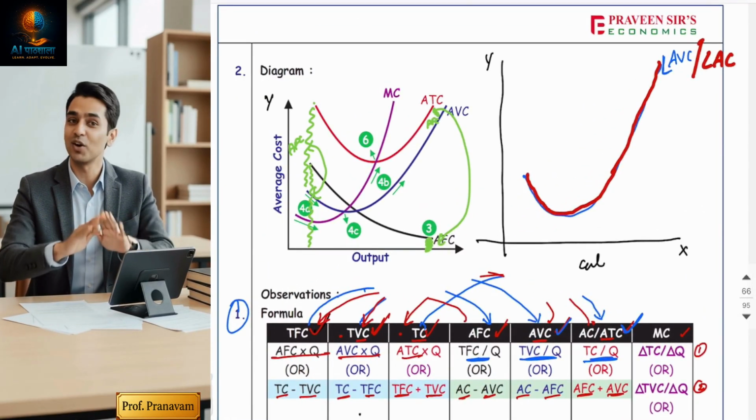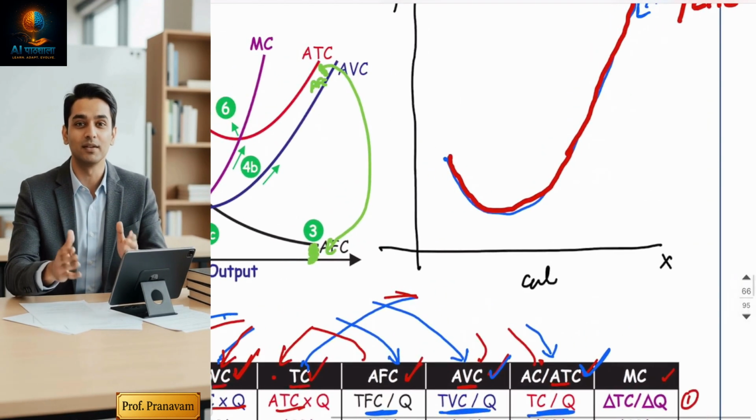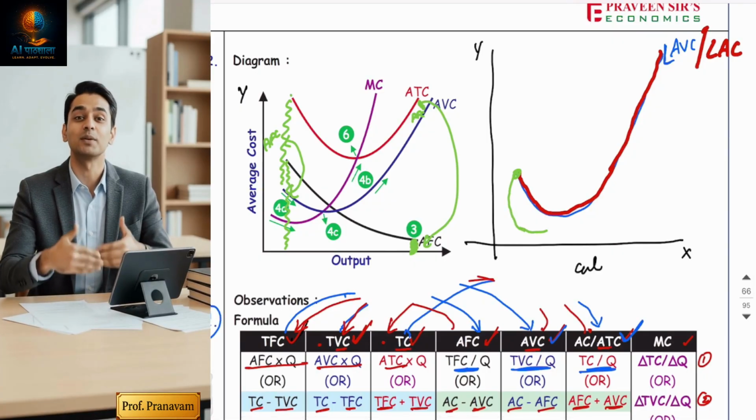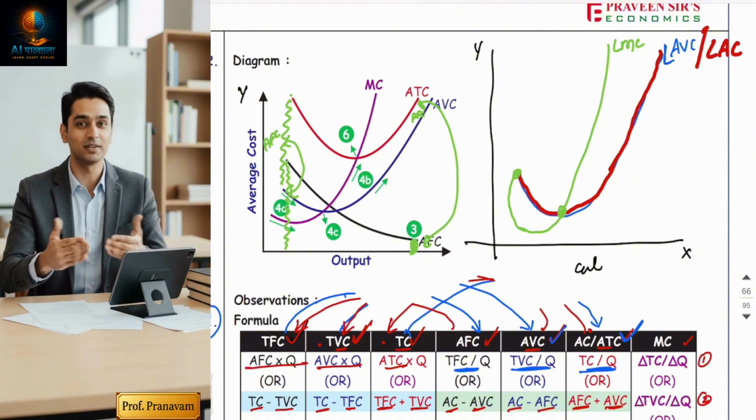Next, the fourth curve. Will marginal cost be there? Yes, because marginal cost is derived from variable cost. So it will be the same. It will first go down, cut at the minimum point, and then go above. It's my LMC.